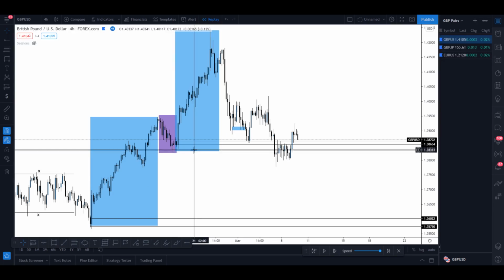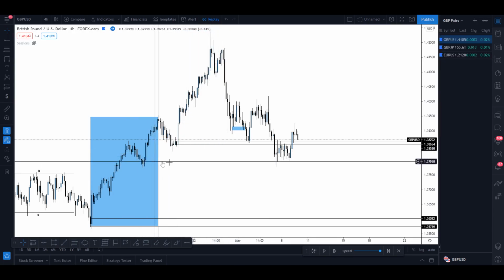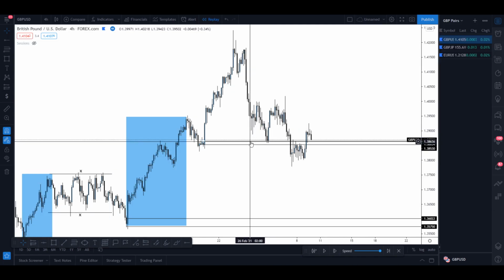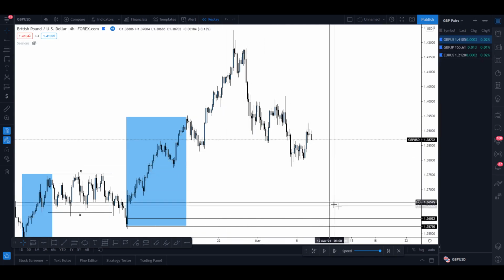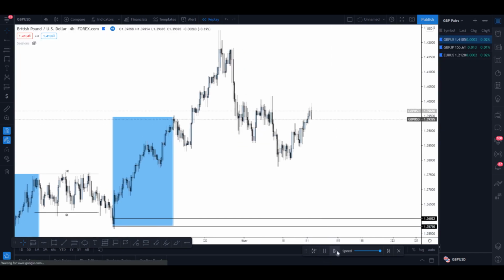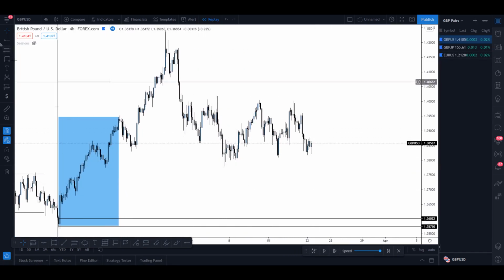Now as price did make its way back down, it ended up reacting off of an institutional candle over here. But because I said we have rules that we have to follow, we're not taking this. We're not worried about the institutional candle here. We're simply waiting and being patient. So right now there's no confirmation for any trades, but we'll look at this.